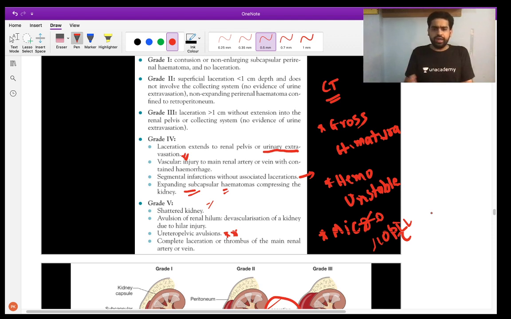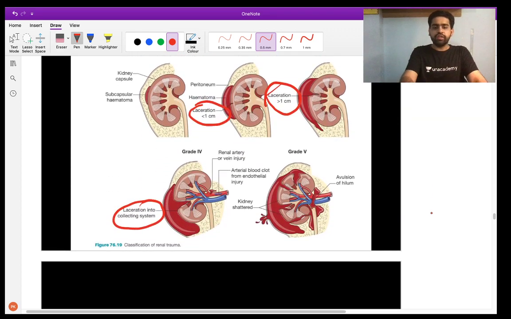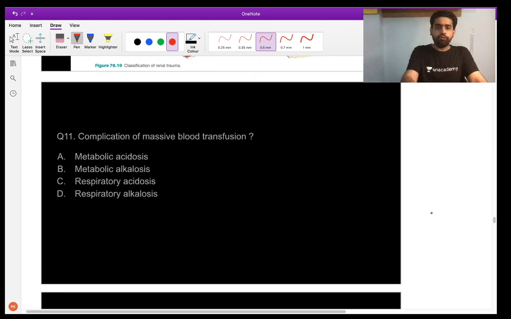So penetrating trauma, if the patient was hemodynamically unstable, you will not perform a CT scan. You will directly rush to the OT. But if the patient is hemodynamically stable, you perform a CT urography to look for this. Okay, so now you'll have to read this particular topic in detail. I have covered the classification and the indication of performing a CT scan.